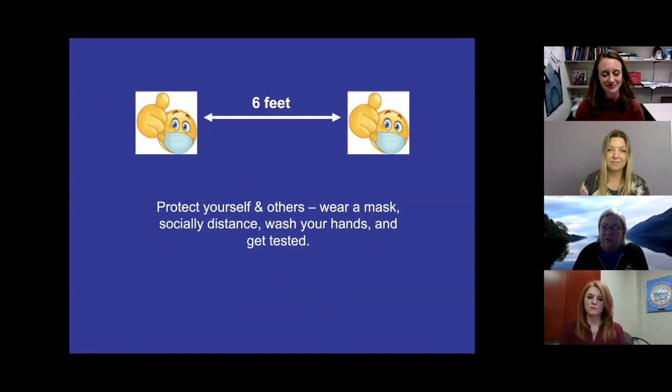So remember, protect yourself and others, wear a mask, socially distance, wash your hands, and get tested. And remember that 6 feet. And have a good Thanksgiving.